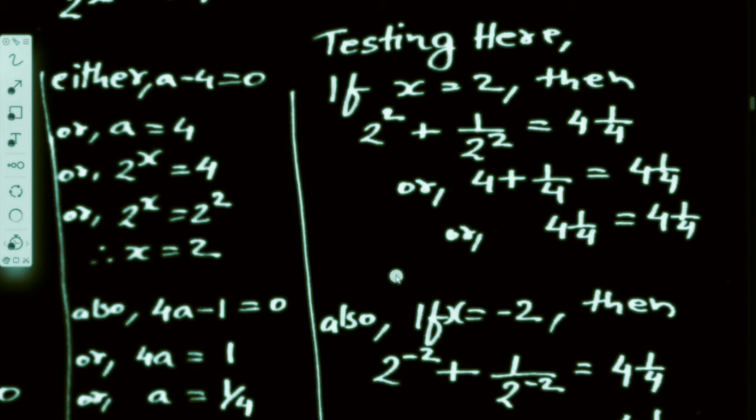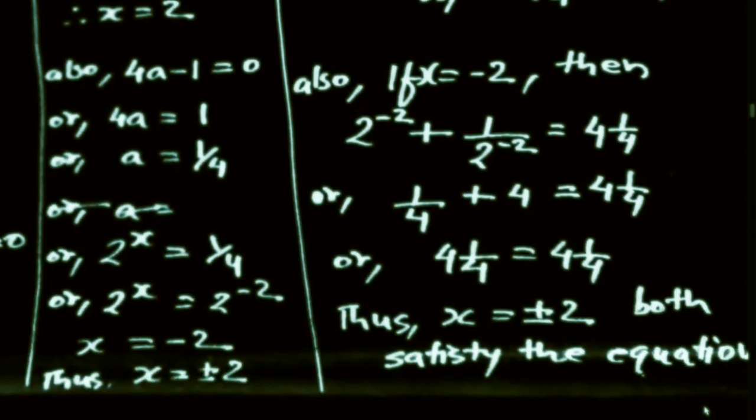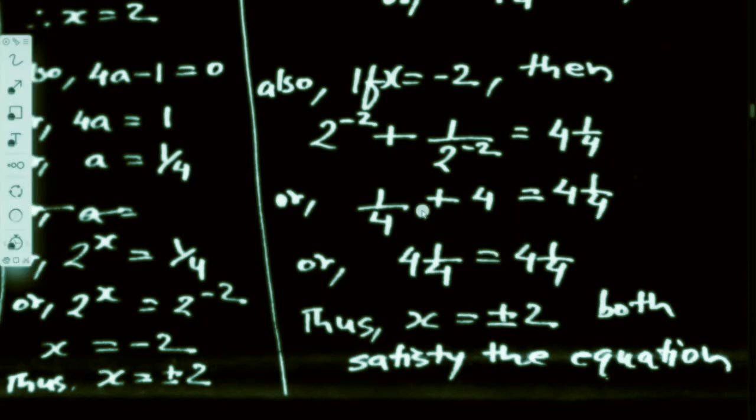Again see here our next value of x. If x equals minus 2, then 2 power minus 2 plus 1 by 2 power minus 2 equals 4, 1 by 4. Here, 2 power minus 2 plus 1 by 2 power minus 2 equals 4, 1 by 4. Or 1 by 4 plus 4 equals 4, 1 by 4. Or 4, 1 by 4 equals 4, 1 by 4.